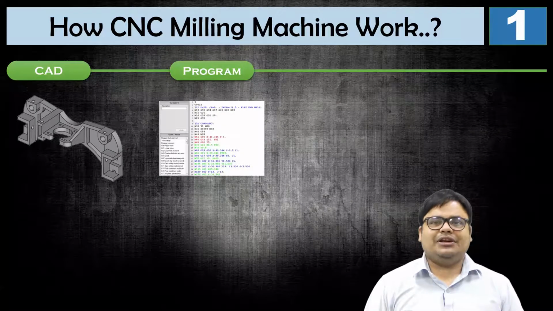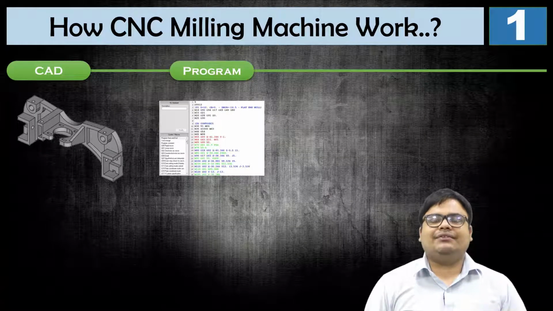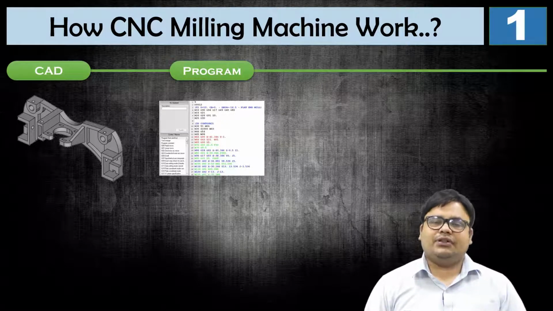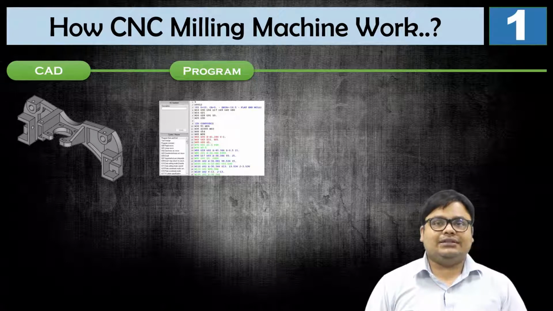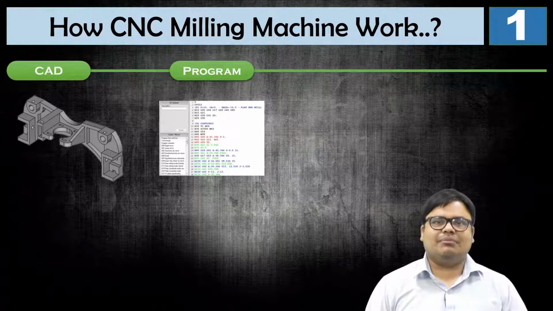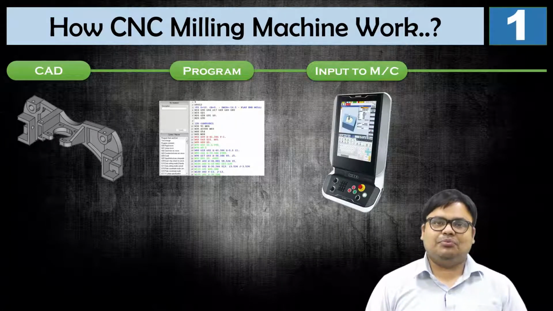So generally the first part is to get the CAD part, the drawing, then from that we need to do the programming. If it's a manual program then we can refer to the orthographic drawings, and if it is a CAM program then we'll refer to a CAD profile. Once the programming part is over, we have to input the program to the machine. So we have to send the program to the machine, that is the input method.